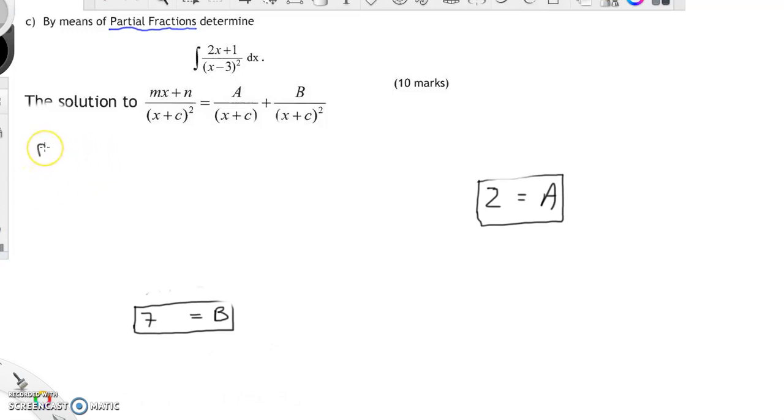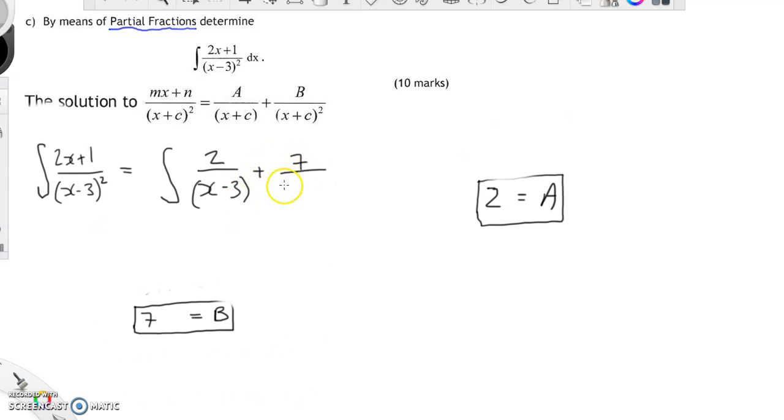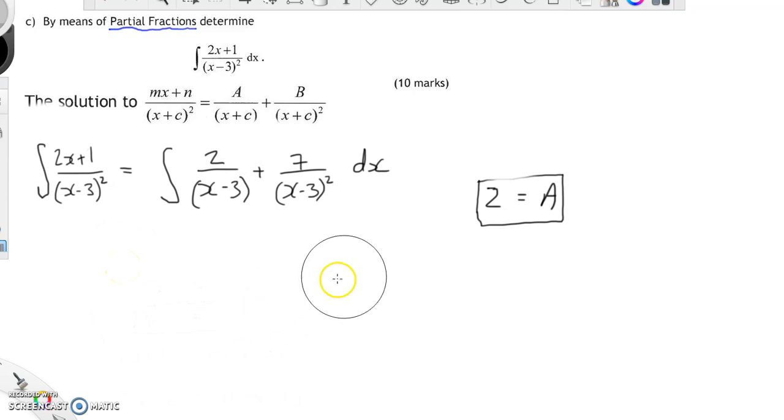So we can rewrite our original integral, 2x plus 1 over x minus 3 all to be squared. We can now write that down as the integral of a, which is 2 over x minus 3, plus b, which is 7 over x minus 3 all to be squared. And we can stick on a dx here in the end, right? So I'm just going to get rid of this, get rid of that.